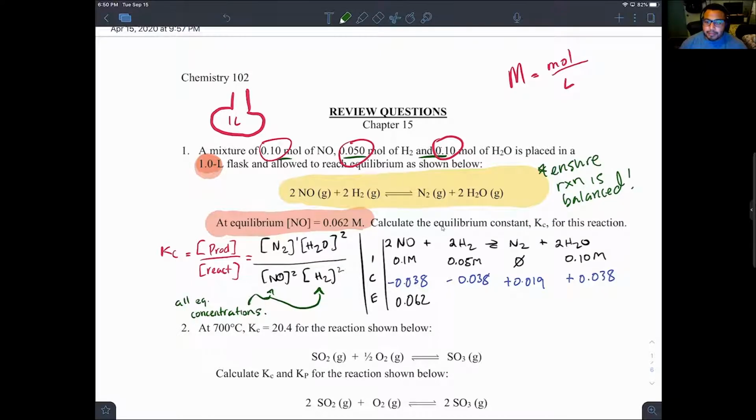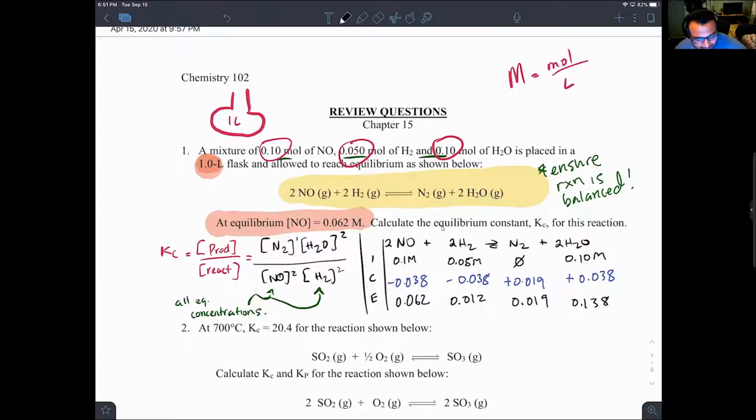Okay? If it's not balanced, you can see very clearly that you will fail the problem at this stage, right? There is a very strong reliance on the equation being balanced at this stage. Okay? All right, so then all we got to do is do a little bit of math. So 0.05 minus 0.038 minus 0.038. If you do that, you get 0.012, 0.019, and 0.138.